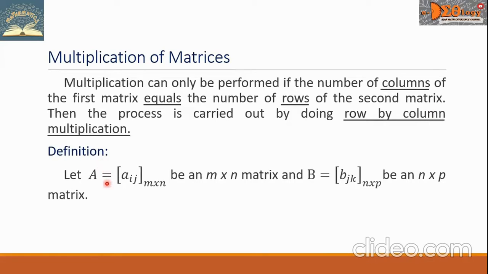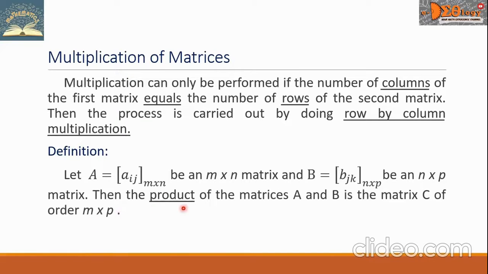Let matrix A equal the element a sub ij, with subscript m by n, be an m by n matrix, and capital B equal the matrix with element small b with subscript jk, with another subscript n by p, be an n by p matrix. Then the product of the matrices A and B is the matrix capital C of order m by p.